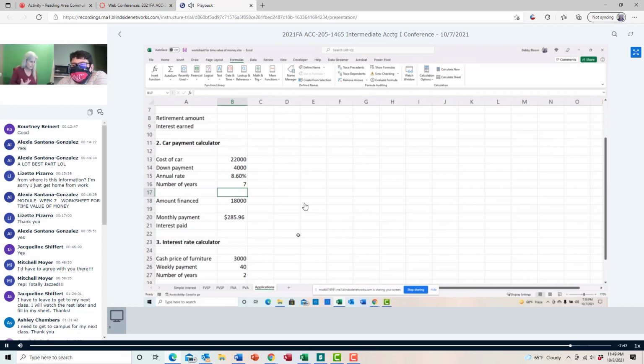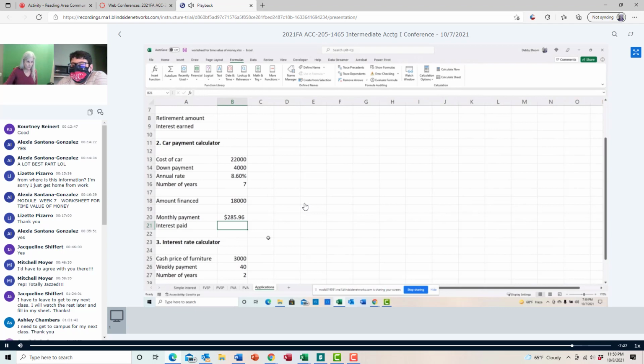So this is what Mitchell was talking about before, when I use the cell references in the function, right? Notice the only numbers are 12 for the number of months in a year. Everything else are cell references. So when I use the cell references, it updates the formulas automatically.